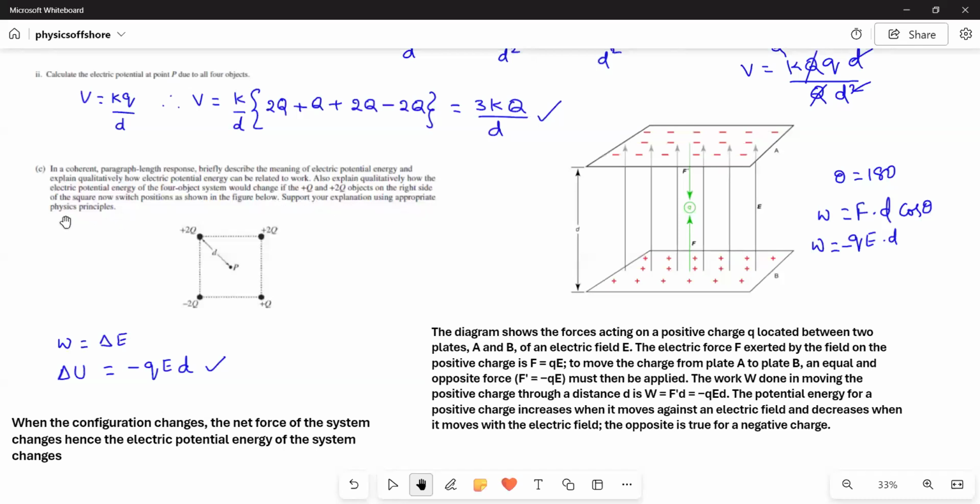Support your explanation using the appropriate physics principles. Qualitatively, how would the electrostatic potential energy of the four object system change? So this is how it changes. He is not asking us to give the numbers, or mathematical calculations. He is just asking us to give the qualitative explanation. So you write like this: once the charges are exchanged, the total net force of the system configuration changes. Once the net force changes, the work done changes, and work done is related to the electrostatic potential energy because, based on the work energy theorem, the work done is equal to change in electrostatic potential energy. Therefore, that will also change.